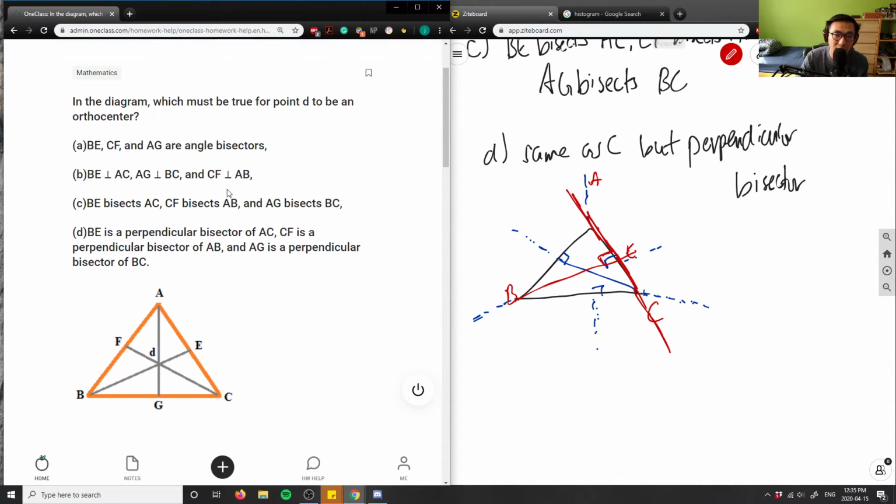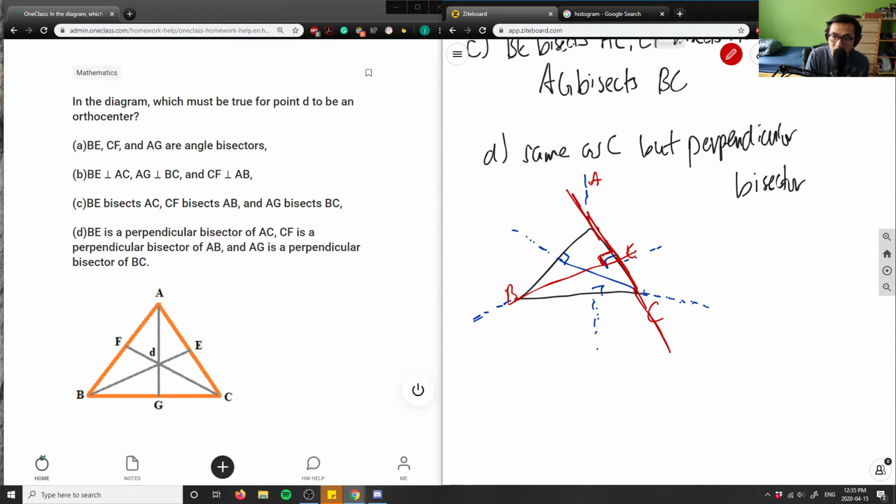So why do we know B is the correct answer? Because BE is perpendicular to AC, right? As we showed from the orthocenter. BE here is perpendicular to AC, right? So this here is a right angle, and that's correct, right? For point D to be orthocenter, that's the definition of that. But BE is not a perpendicular bisector of AC.